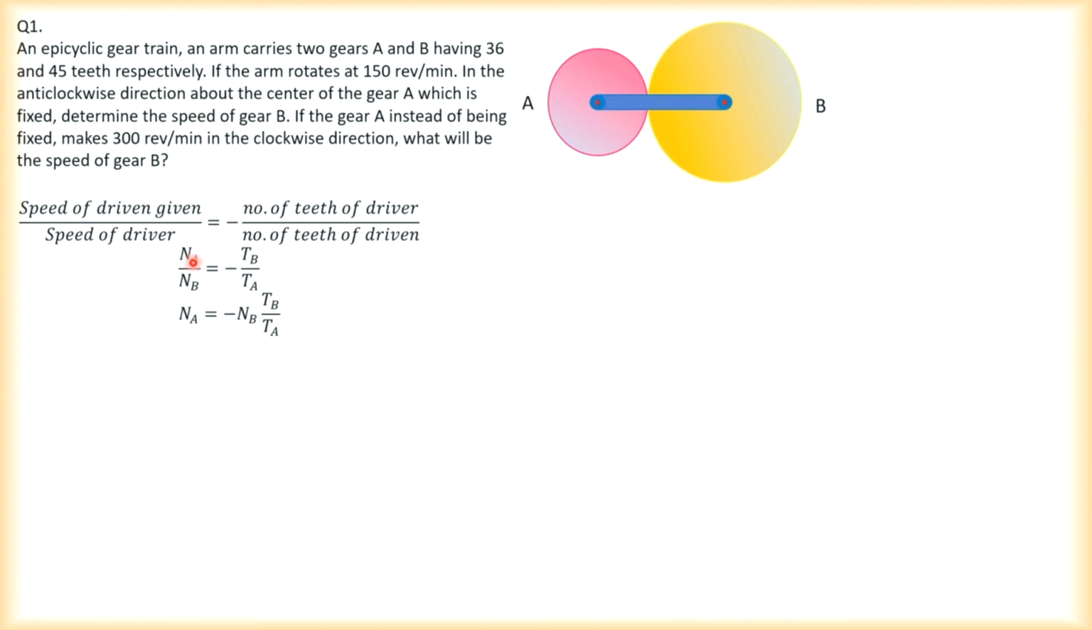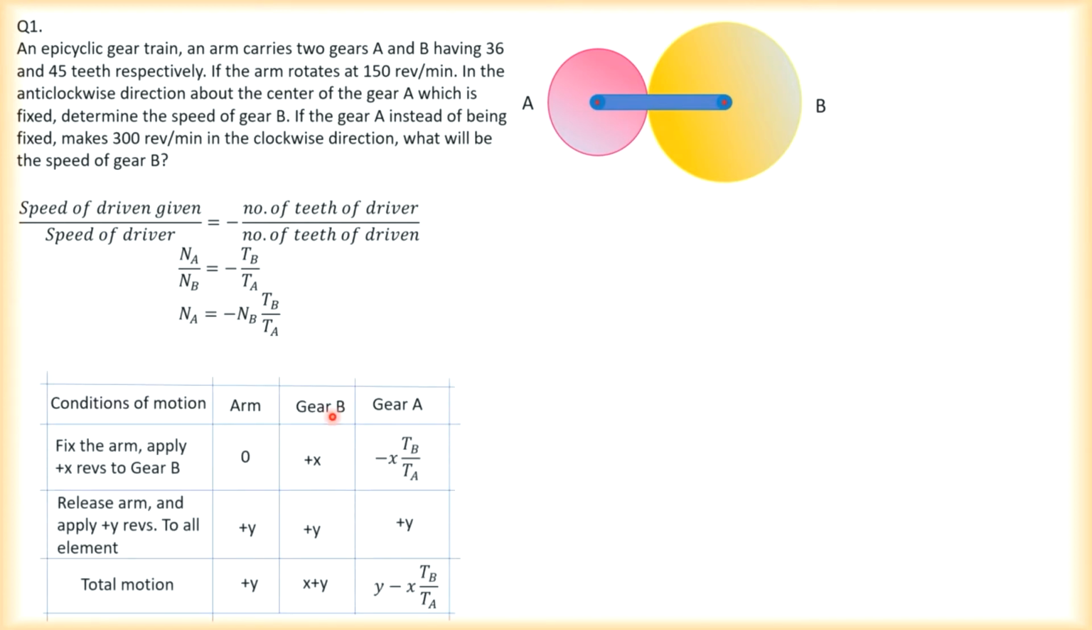We have treated gear B to be the driver, where you can see the driven gear is taken as A. The driver gear here is B. So we are taking B to be the driver, and therefore the subject is the driven gear, A, in this form. Then only you start drawing out the table.